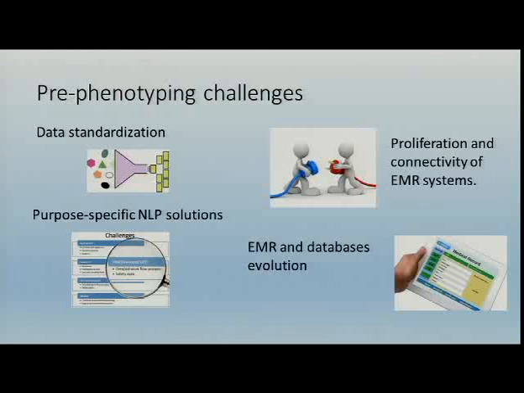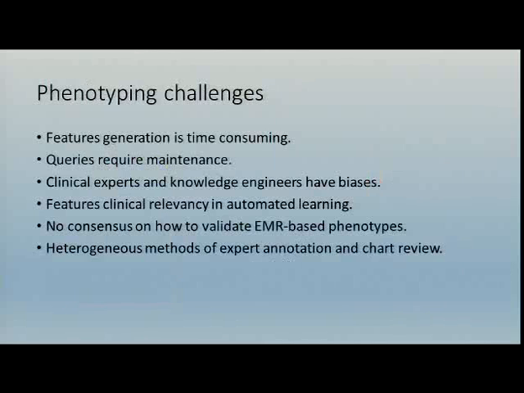Some of the well-known challenges that many of us know have to do with the stages before we even get to phenotype something out of the data. This has to do with data standardization, the connection of the data, access to the data, having natural language processing platforms that are capable of being purpose-specific, not just generic, to achieve specific goals, and then the actual evolution of EMRs over time, because these things change.